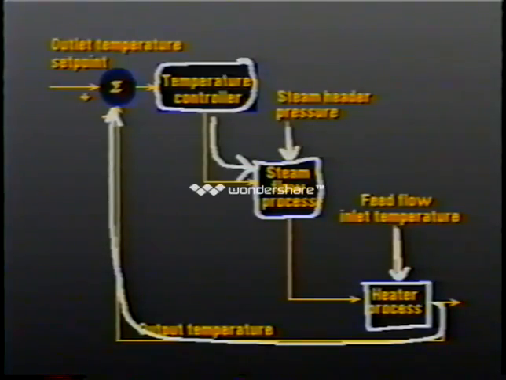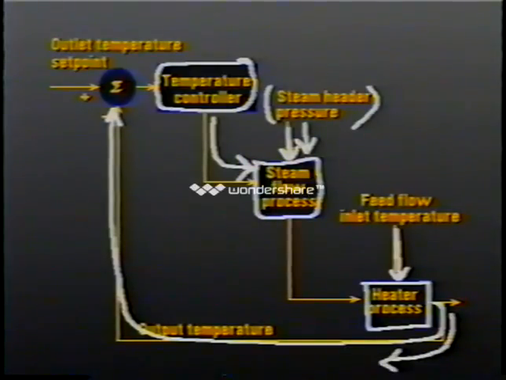The problem with this system is that if there is any jump in the steam header pressure, we won't know about it until we see an error in the output temperature coming out of the heater, and there is nothing that we can do about it other than shut down the steam valve.